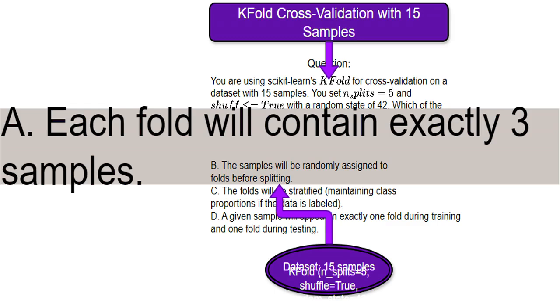This is true, because I set shuffle true. The samples get a random shuffle before splitting into folds. This prevents bias from the order in which the data is presented.